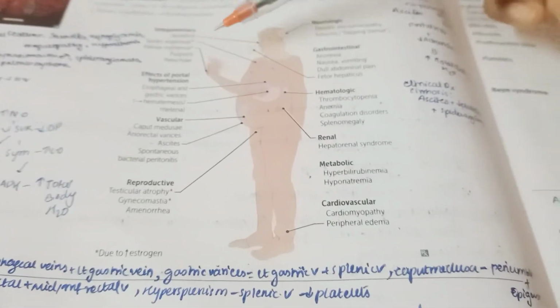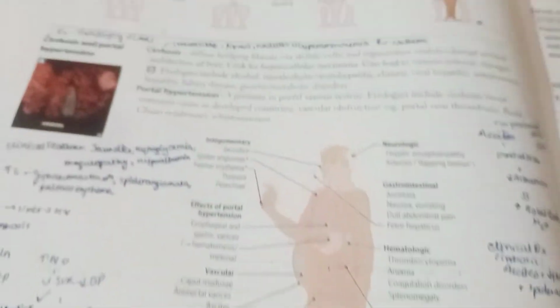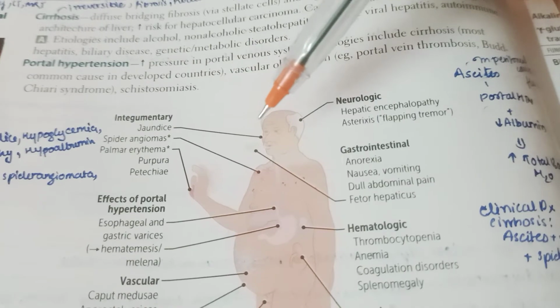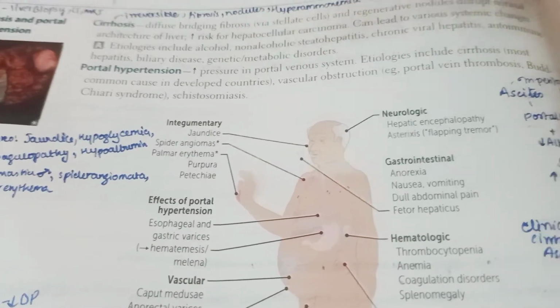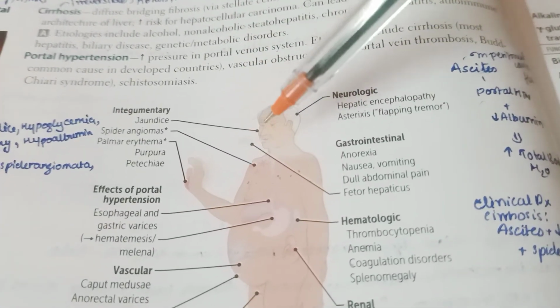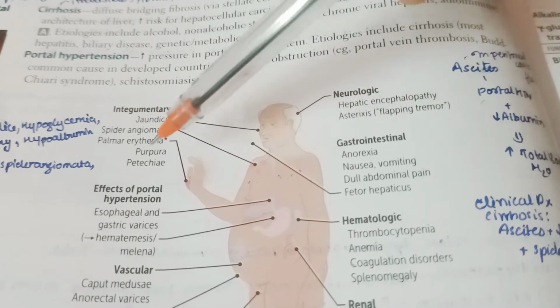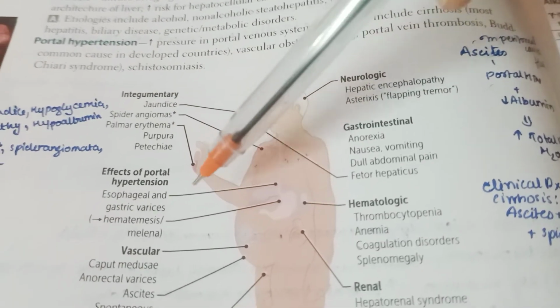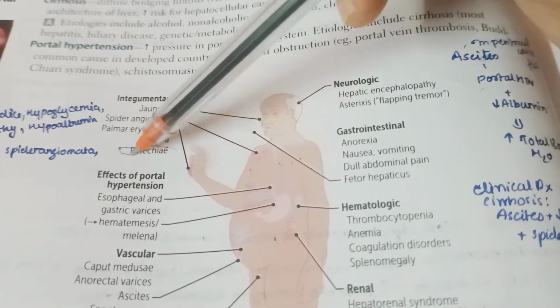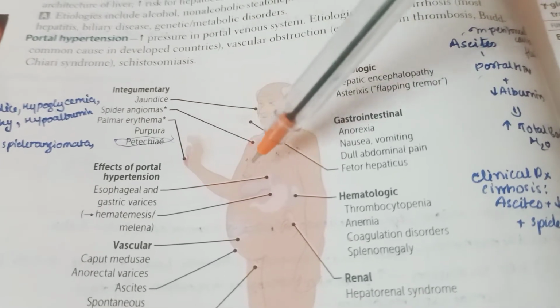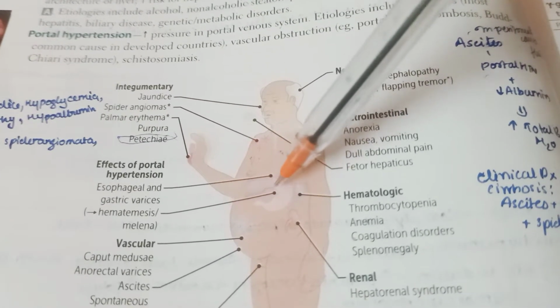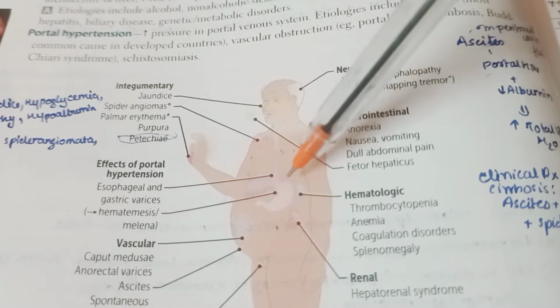Let us see from the top, from the tip to what is going on. So first, in the integumentary system, there is jaundice because the liver is cirrhotic, so unconjugated bilirubin levels will be high, along with spider angiomata, palmar erythema, and purpura, petechiae. Petechiae is because of low platelets. Effects of portal hypertension: esophageal and gastric varices, because the systemic and portal systems are connected.